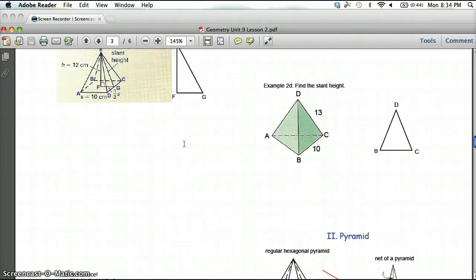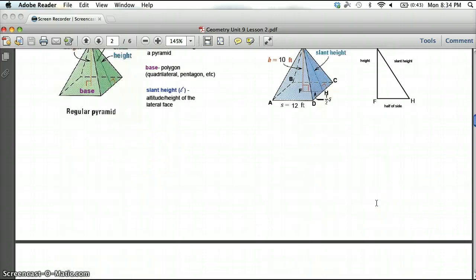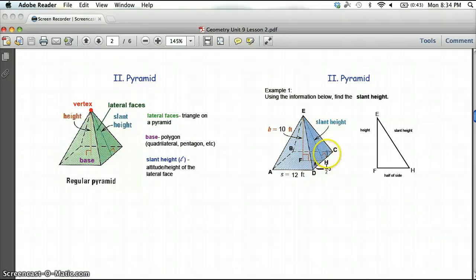First off, we need to figure out what is our formula for a pyramid. So the surface area of a pyramid is the area of my base plus 1/2 of my perimeter. Now remember, it's the perimeter of the base times my slant height. So the first thing you have to do is take out your base. So what type of base do you have? That's what you want to look at. And then you want to look at, okay, so how do I figure out what my slant height is?